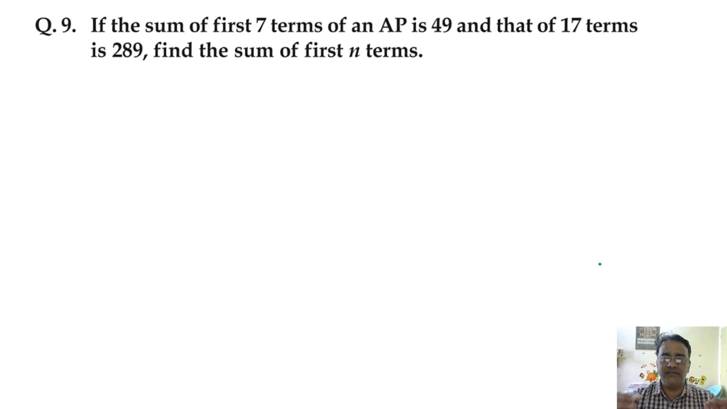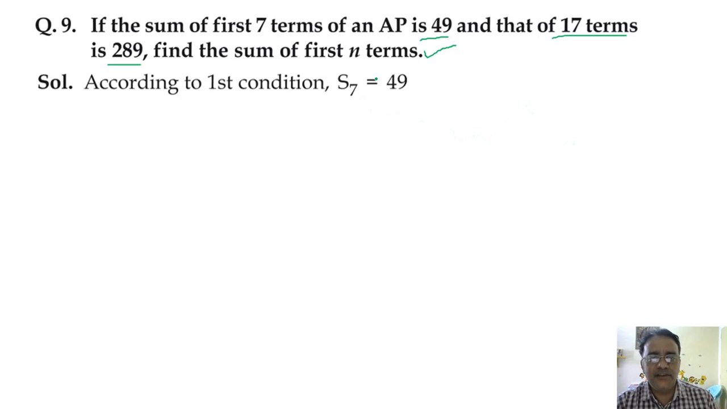Now let us move towards one very important question for this board exam. If the sum of the first 7 terms of an AP is 49 and that of 17 terms is 289, find the sum of the first n terms. Let us start with the first step: let a be the first term and d be the common difference. Then the first condition is S7 is equal to 49. So what is the formula of Sn? n by 2 into 2a plus n minus 1 into d. Anyone? Priyanshi.